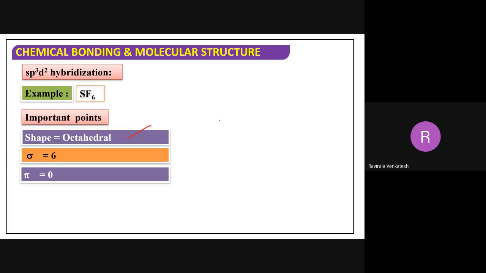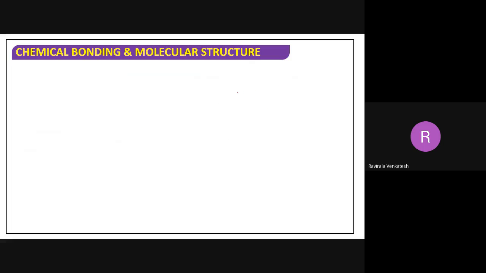How many sigma bonds do you see here? Six sigma bonds. And what type of overlapping is taking place? This is sp3d2, and this is a p orbital. So which type of bonds are we getting? 6 sigma bonds, with sp3d2-p overlapping. And do you get any pi bonds over here? No. Until now we didn't get any pi bonds here. 0 pi bonds we got.